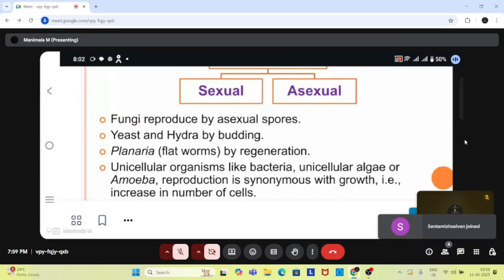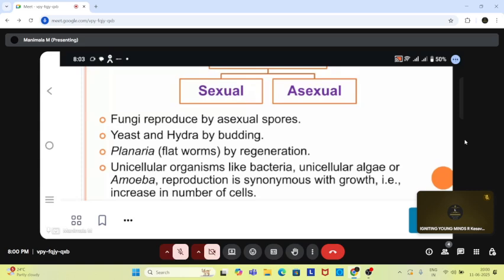And planaria, which comes under flatworms. Here regeneration is the process that takes place. What is regeneration? The ability of a fully differentiated organism to regrow its lost body parts. Yesterday I gave the example that the lizard is a regenerative organism. So regeneration means the fully differentiated organism can regrow its lost body parts. Here the given example is planaria.